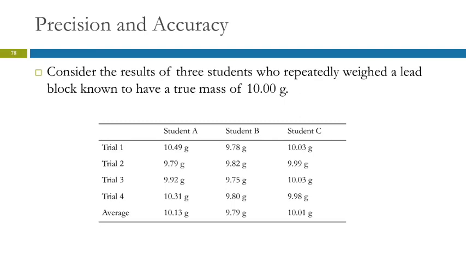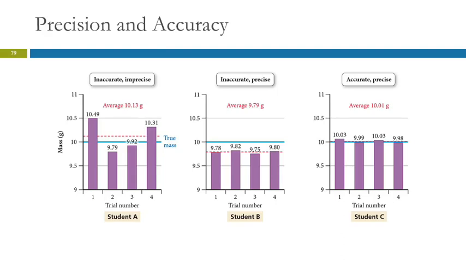Three students are each weighing a lead block that has a true mass of 10.00 grams. And they're coming up with some numbers that are a little bit different. They each did this 4 times and did an average, and there's a table with their results. You look at that and you're like, wow, that's lots of numbers, kind of hard to look at. We can make graphs and it becomes more of a picture and it's easier to see what's going on.